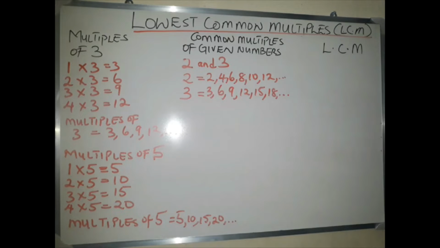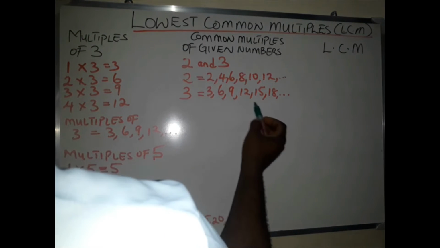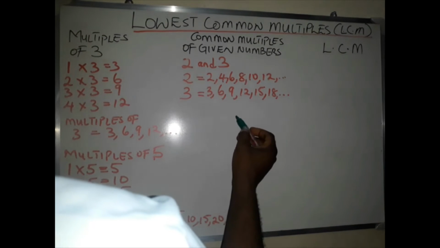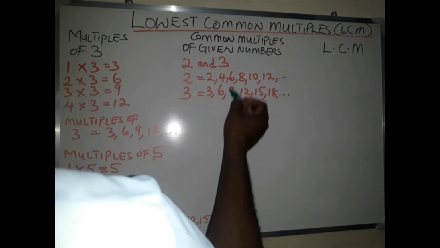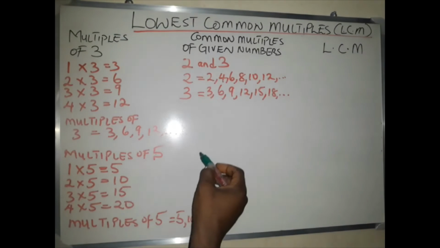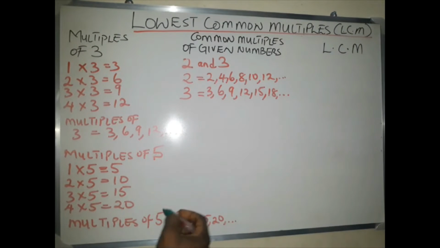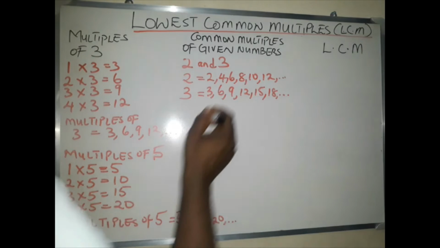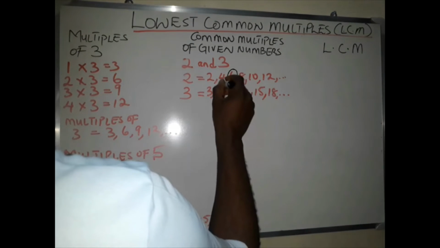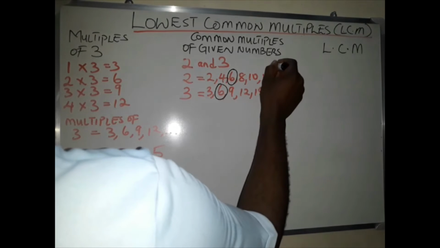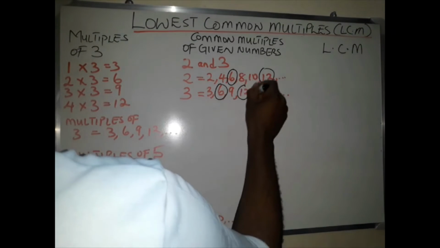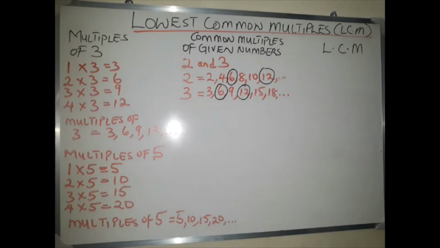So now, how do we get that? What we do is we look at the multiples of 2 and the multiples of 3, and we look to see if we can find any numbers that are similar. That is, any number that is in the multiples of 2 that is also in the multiples of 3. You can see about two numbers there. The first number I can see is 6 here. We also have a 6 here. Then we have 12, and there's also a 12 here.